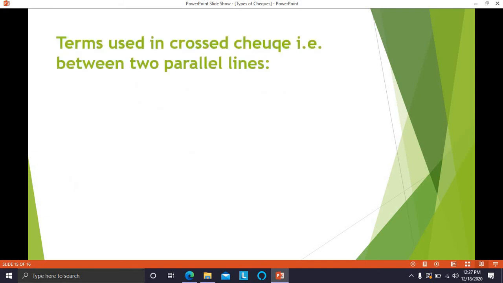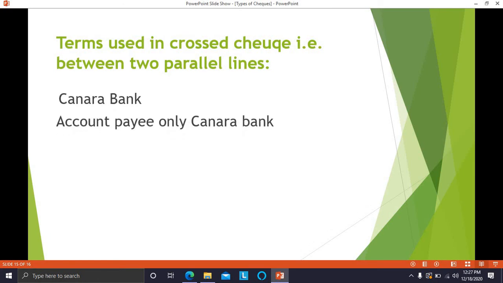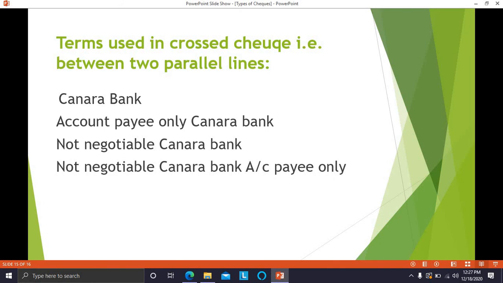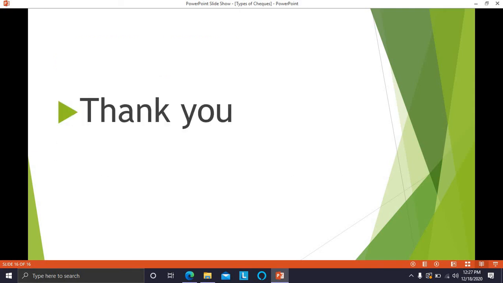So what terms are used in between these two parallel lines? Canara Bank, or account payee only Canara Bank, not negotiable Canara Bank, not negotiable Canara Bank account payee. Such terms can be written in between two parallel lines, or only Canara Bank can be written in between two parallel lines. So this is about the types of crossing. In the next class, we will discuss who can cross a check. Thank you.